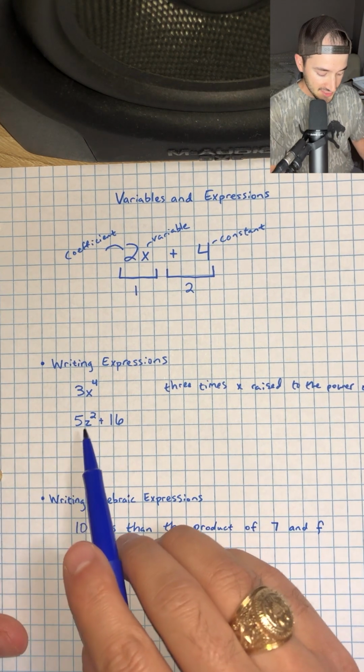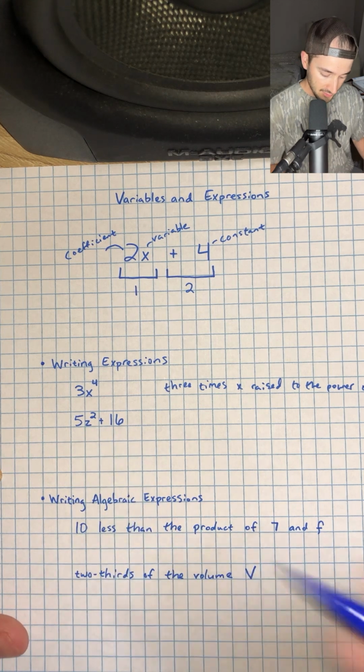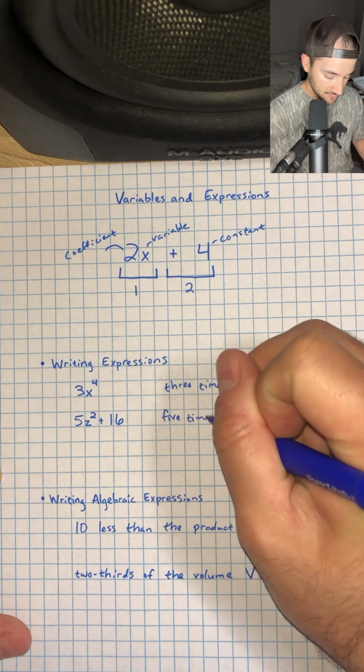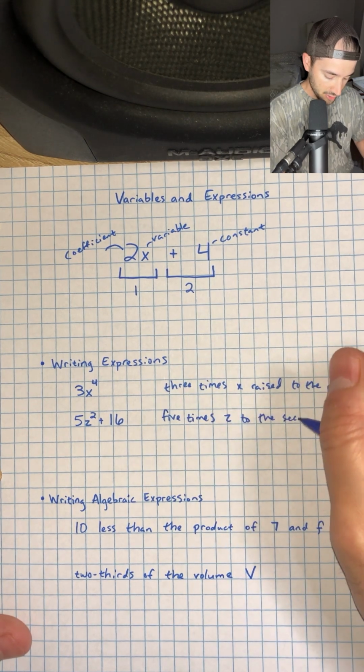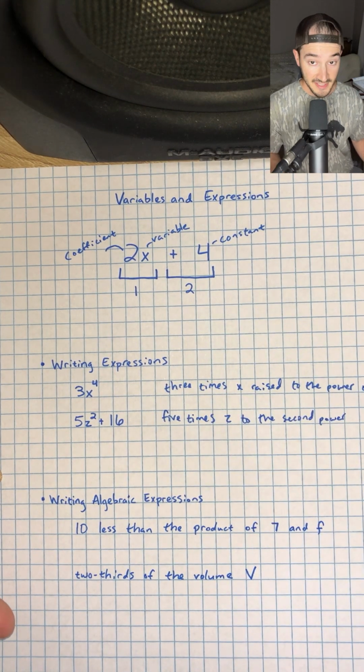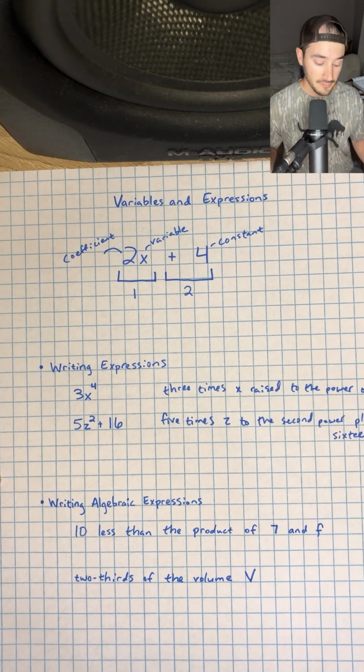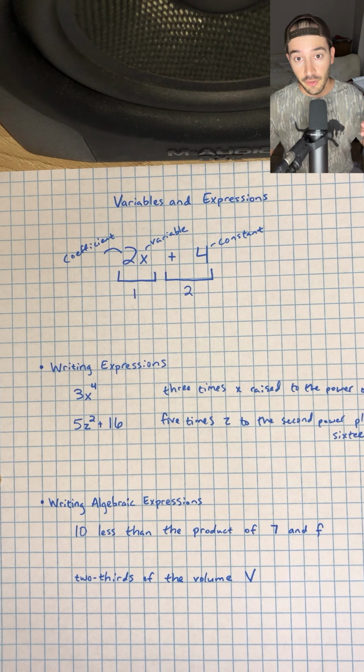Next, we have 5z squared plus 16. And so very similar, we're going to write 5 times z to the second power. You could also just write 5 times z squared plus 16. All right, and that's all you have to do. So really not that hard, but it does take a little bit of practice to get used to thinking between algebraically and going back to written.